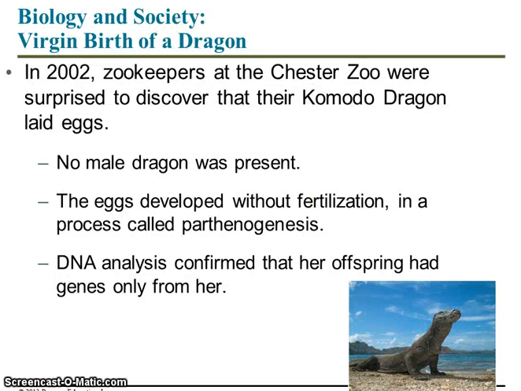Your book likes to relate things that we're learning to things that are going on in society. Here's a great example. Zookeepers at Chester Zoo noticed that their Komodo dragon, just a single female, had laid eggs. And those eggs developed. So even though they hadn't been fertilized by a male, they were viable offspring with only her DNA. And that process without being fertilized by a male is called parthenogenesis.